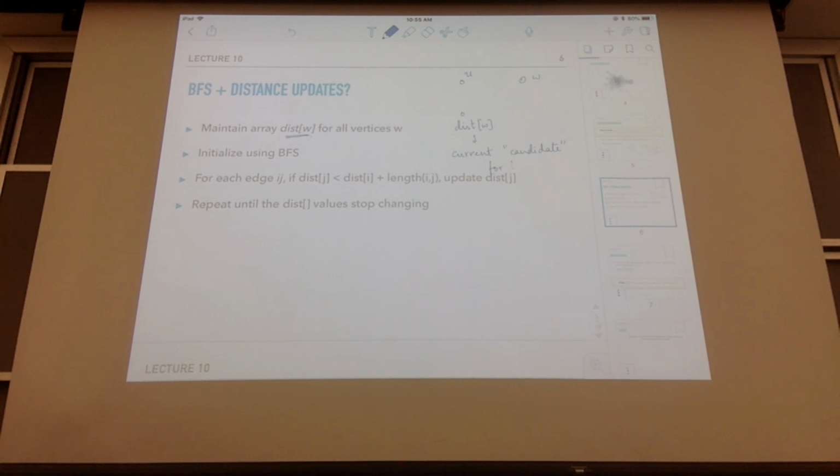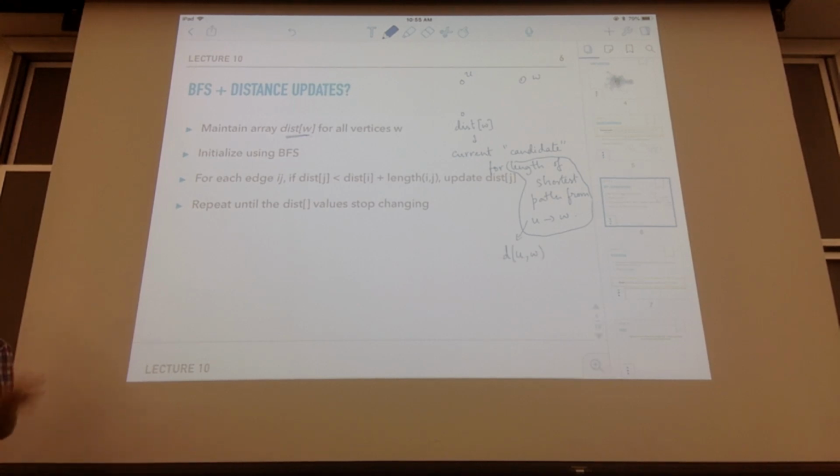For length of shortest path from u to w. And just for convenience, instead of always saying length of shortest path from u to w, let's just write it as d of u comma w.